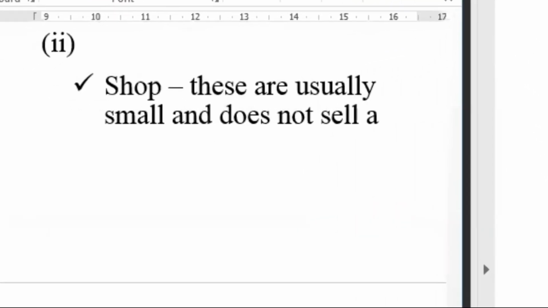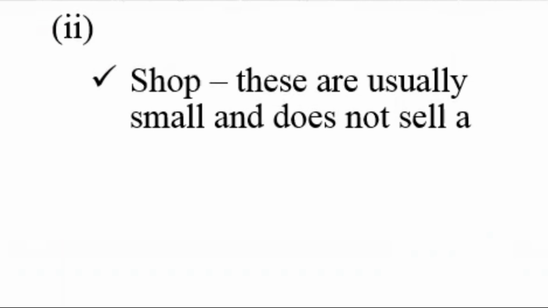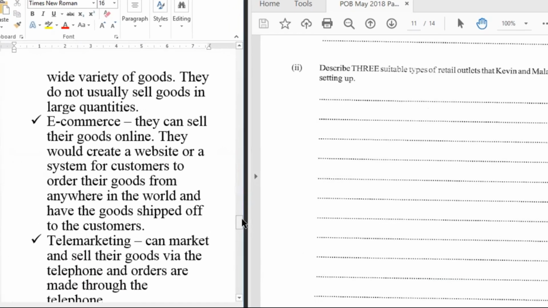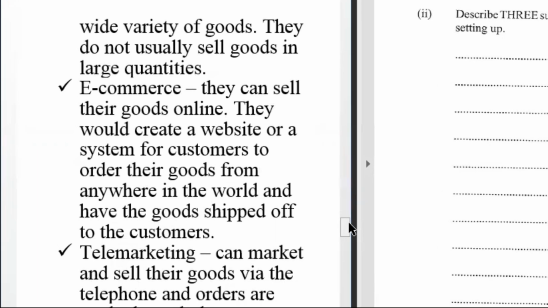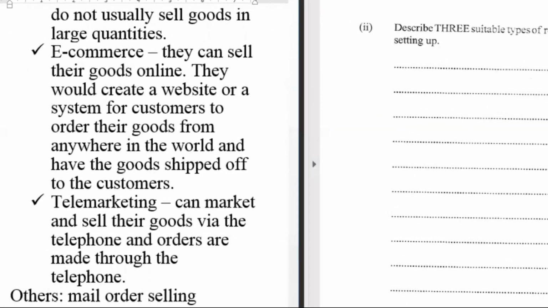All right, they could consider setting up a shop. These are usually small and does not sell a wide variety of goods. They do not usually sell goods in large quantities. They could also engage in e-commerce, and this is where they can sell their goods online. They would create a website or a system for customers to order their goods from anywhere in the world and have the goods shipped off to the customers. They could also engage in telemarketing. This is where they can market and sell their goods via the telephone, and orders are made through the telephone. Other retail outlets could be mail order selling.